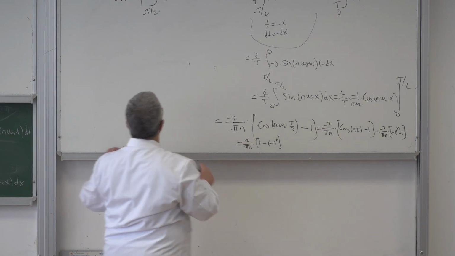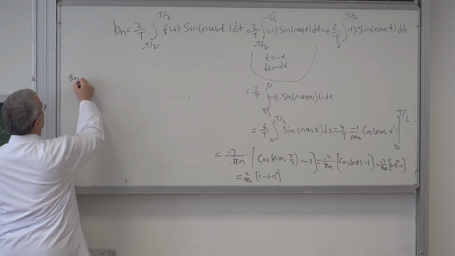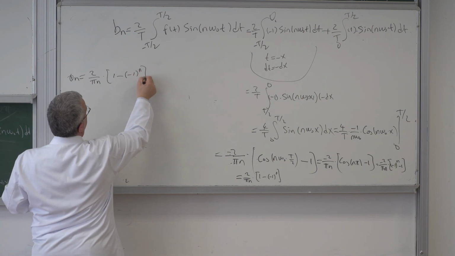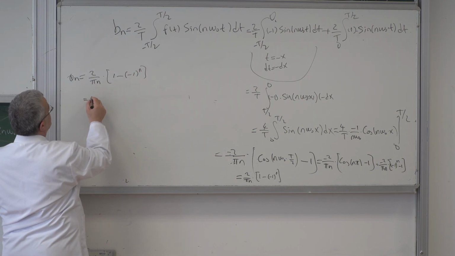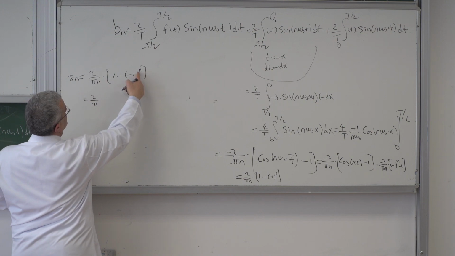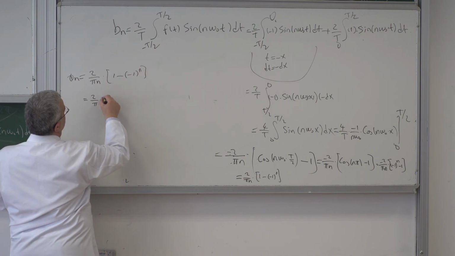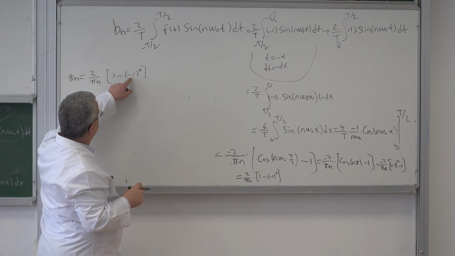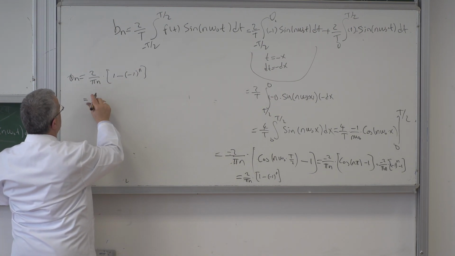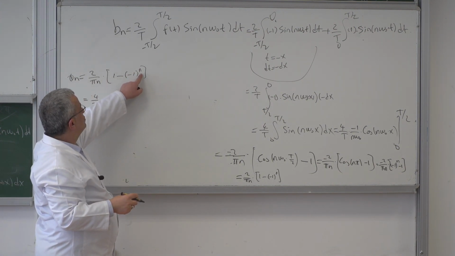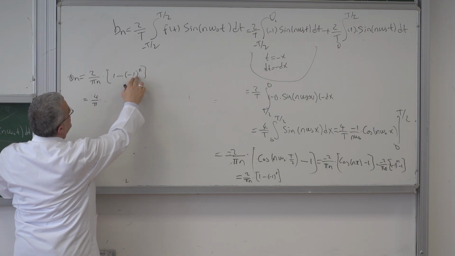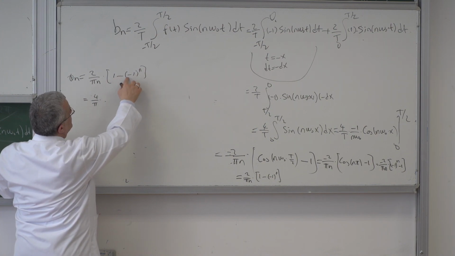Okay? Let me write it here. So this turned out to be 2 over pi n times (1 minus (-1) to the power n). If you write it as a sequence, for n equal to 1, (-1) to the power 1 is minus 1, and 1 minus (-1) is 2, so that's 4 over pi. Next term, for n equal to 2, this is 0. For n equal to 3, this is again minus 1, and 1 minus (-1) is 2.